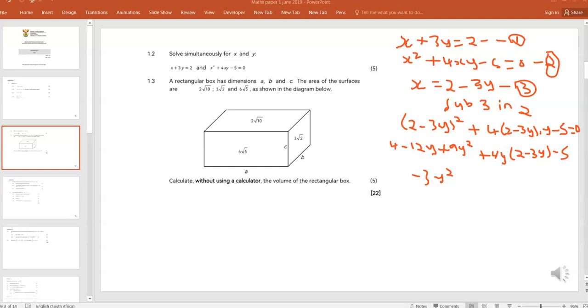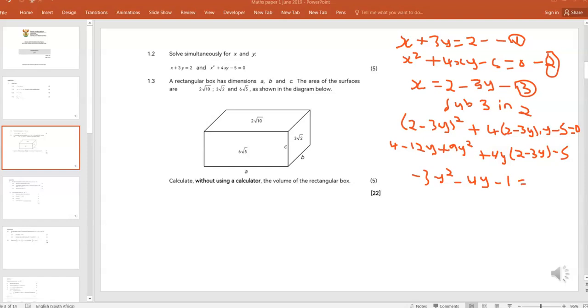And then now the other like term that I'm going to get here will be 4 times 2y. 4 times 2, that will be 8y. There's also negative 12y here. So negative 12y plus 8y, that will be negative 4y, which will be the like terms together. And then the numbers: there's no number there, so it will be 4 minus 5, that will be negative 1. And the whole thing must be equal to 0.